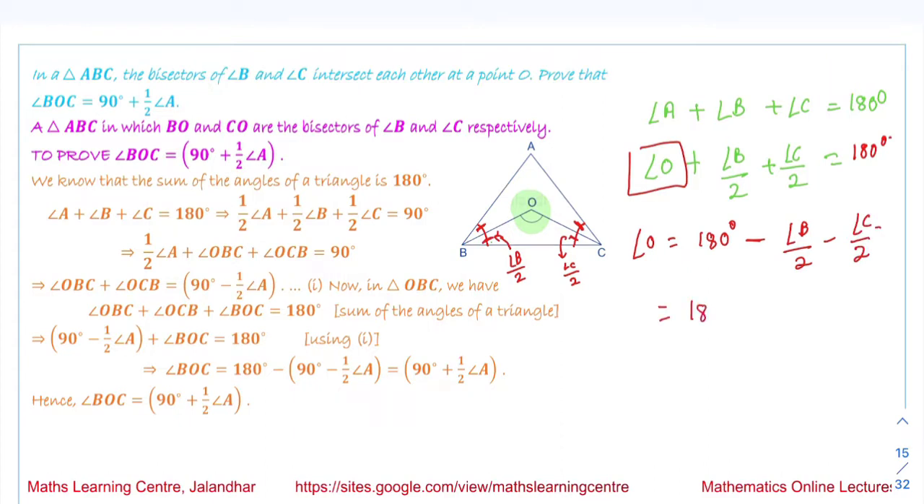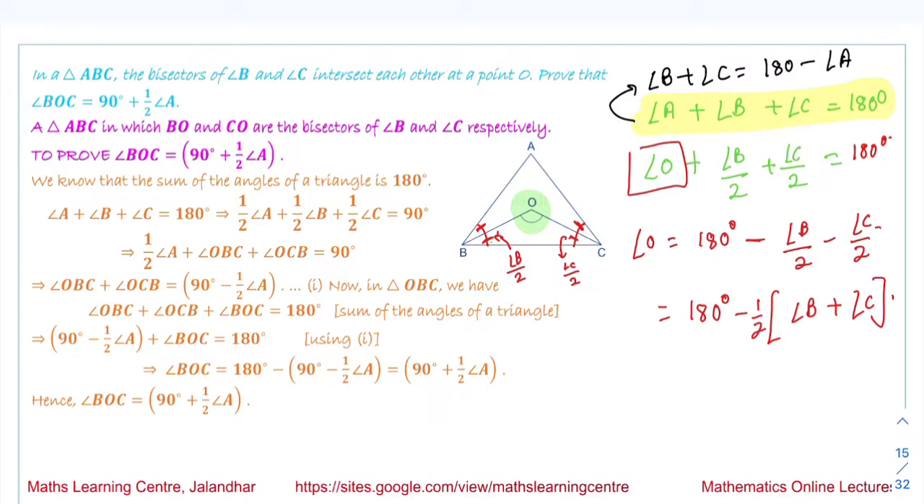So that is equal to 180 degrees; you take minus 1 by 2 common. So we are left with angle B plus angle C. And what is the value of angle B plus angle C? From this equation, the value of angle B plus angle C is equal to 180 minus angle A. We put this value over here.